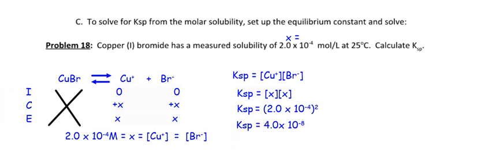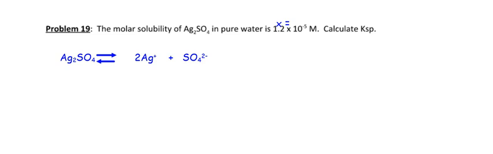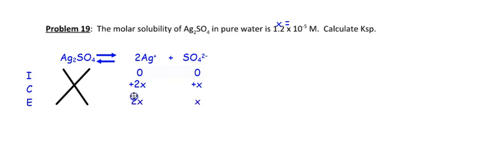Well, let's go ahead and do problem number 19. Okay, so the molar solubility of silver sulfate in pure water, all right, and here it is. There's your X, so calculate Ksp. So I'm going to set up my ICE table, all right? You could probably do this without me. My initial concentrations are 0. Now, be careful. This is a plus 2X, that's a plus X. And there you go.